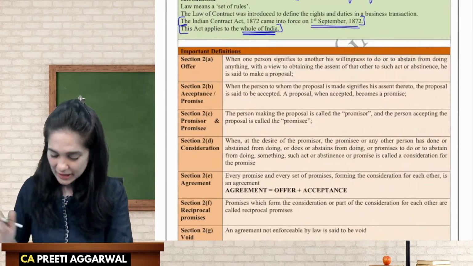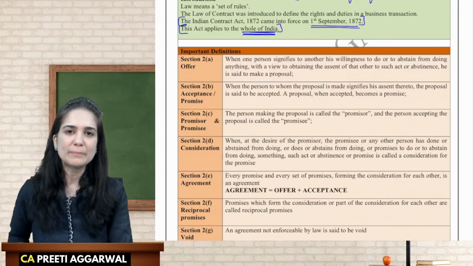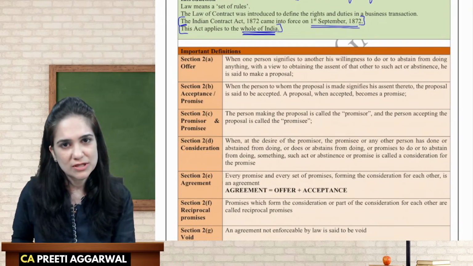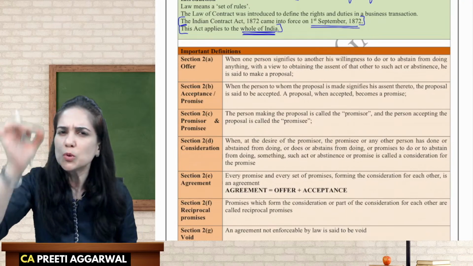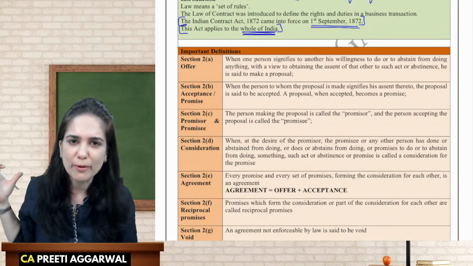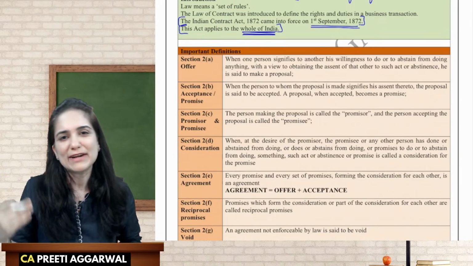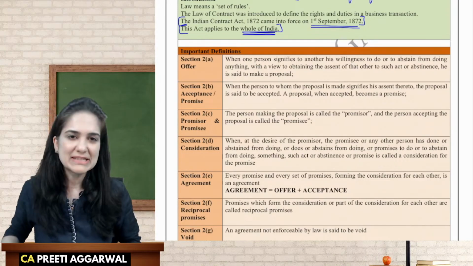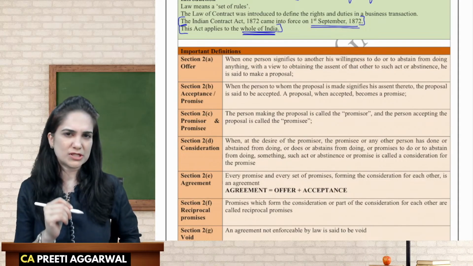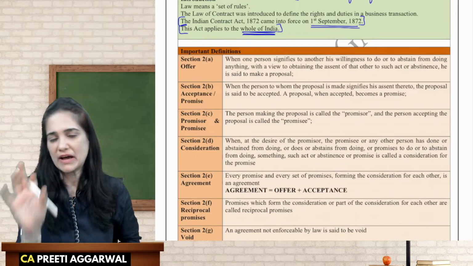Now let us come to one very important part, that is definitions. I had promised that I will make you learn the section numbers in a story format. So what is the story that we can use to learn these sections? Now, these are all definitional sections. Ma'am, will they ask us to define something?